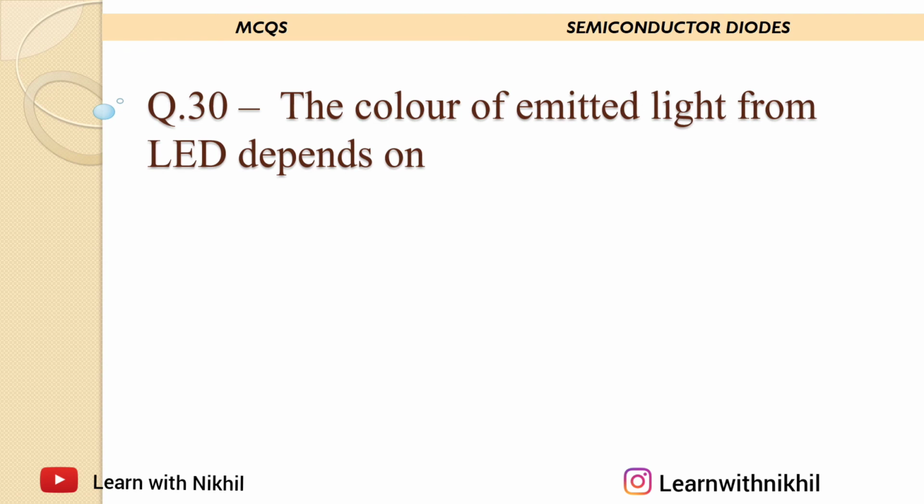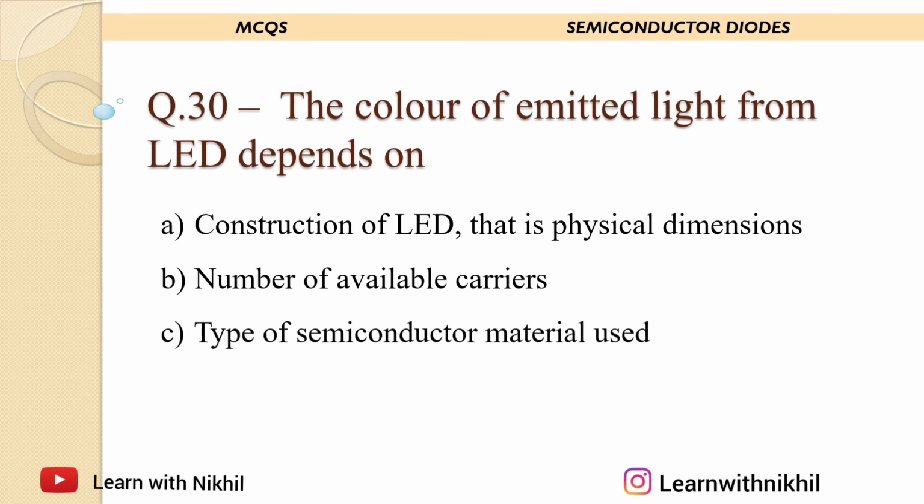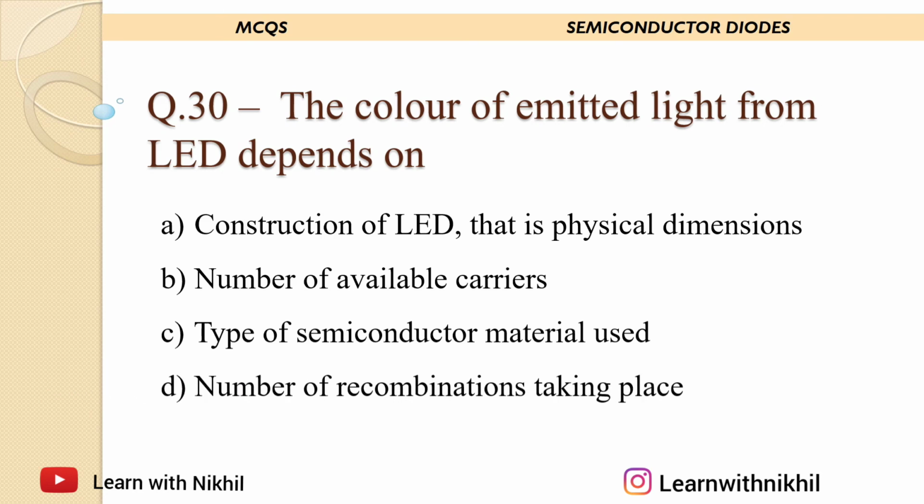30. The color of emitted light from LED depends upon A, construction of LED, that is physical dimensions, B, number of available carriers, C, type of semiconductor material used, or D, number of recombinations taking place. And the answer is type of the semiconductor material used.